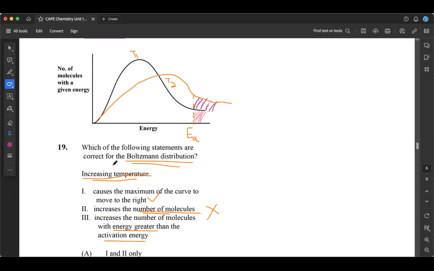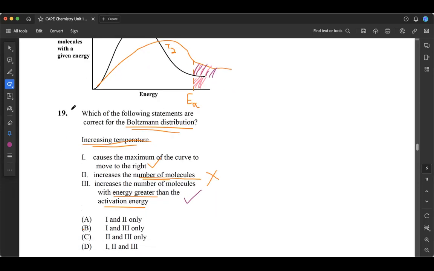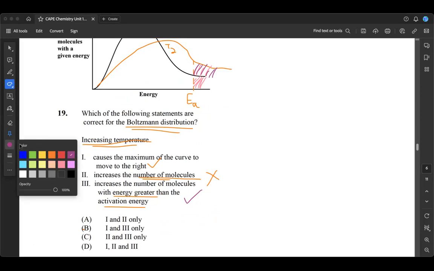So what's true? It's true that we're going to cause the maximum of the curve to shift to the right. So this shift to the right, and we see T2 here, and then our activation energy, assuming it was somewhere like around here, we're going to have more molecules since the area under the curve increased. We're going to have more molecules having energy greater than the activation energy, okay? So this is correct as well. And so our answer for 19 then will be B. So that's 1 and 3 only, okay?